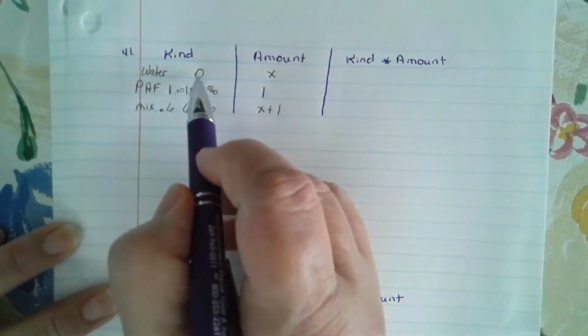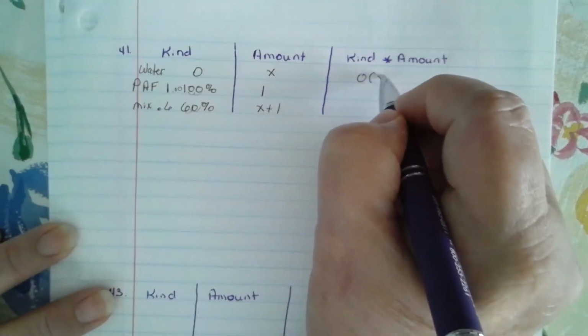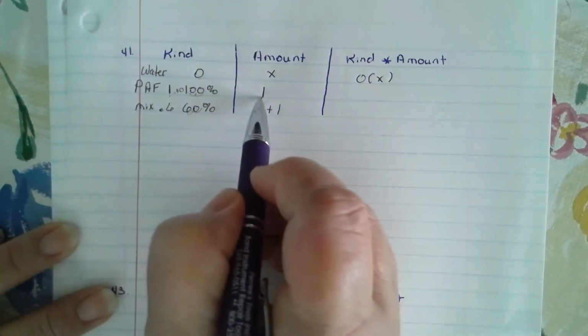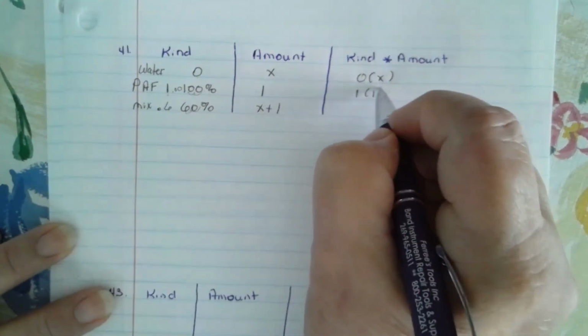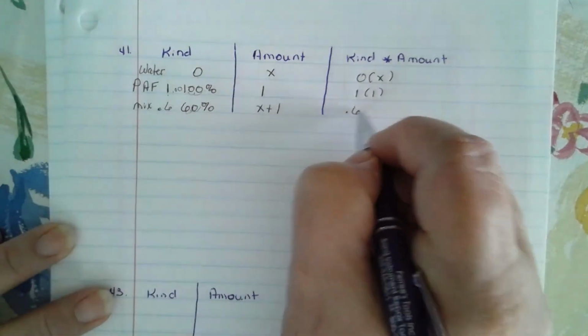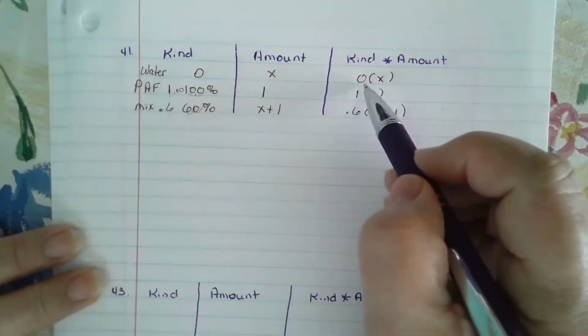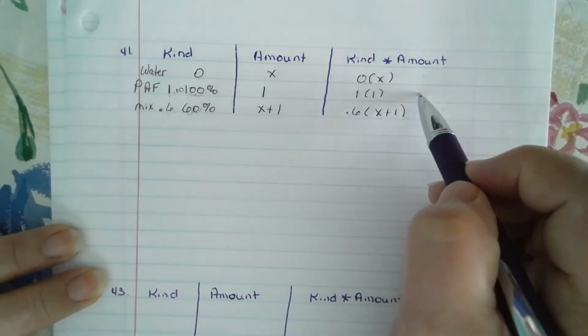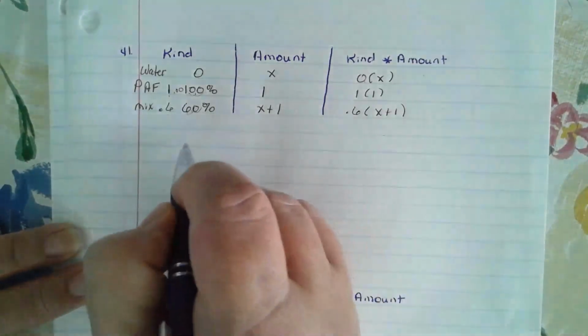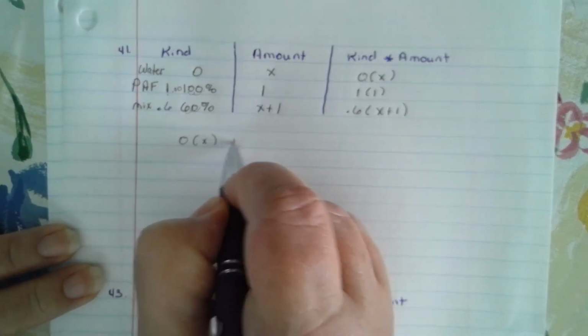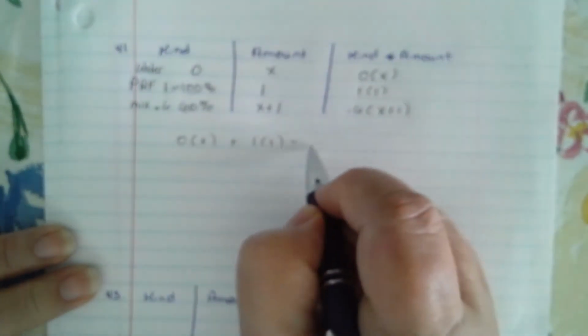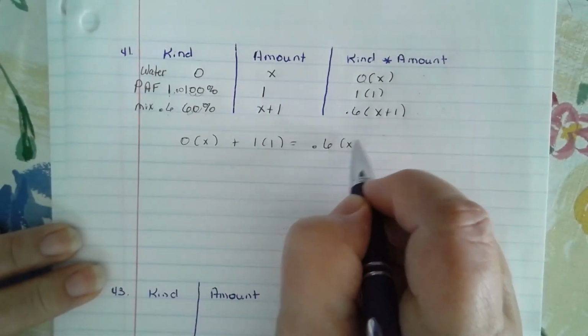So I'm going to multiply straight across and have 0 times X and 1 times 1 and 0.6 times X plus 1. Why will this thing not stay in focus? Alright, so remember 1 plus 2 equals 3. So 0 times X plus 1 times 1 equals 0.6 times X plus 1.